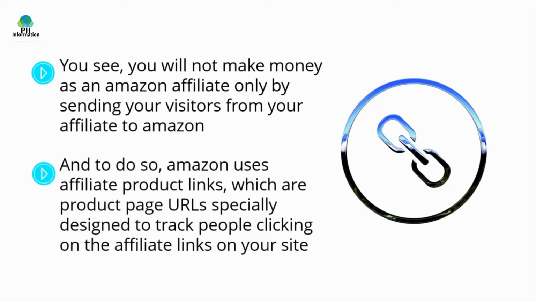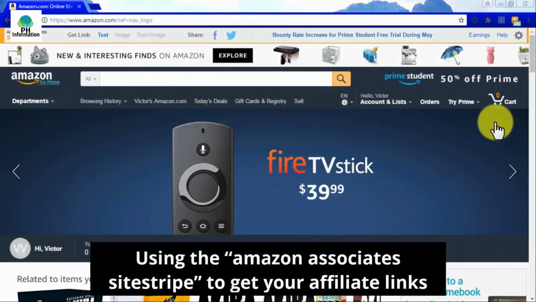And to do so, Amazon uses affiliate product links, which are product page URLs especially designed to track people clicking on the affiliate links on your site. So let's show you how to get your affiliate links and how to use them on your site. Using the Amazon Associates SiteStripe to get your affiliate links.